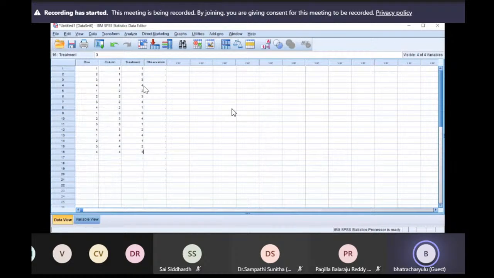Now write the observations. You enter some observations randomly, you enter some values.